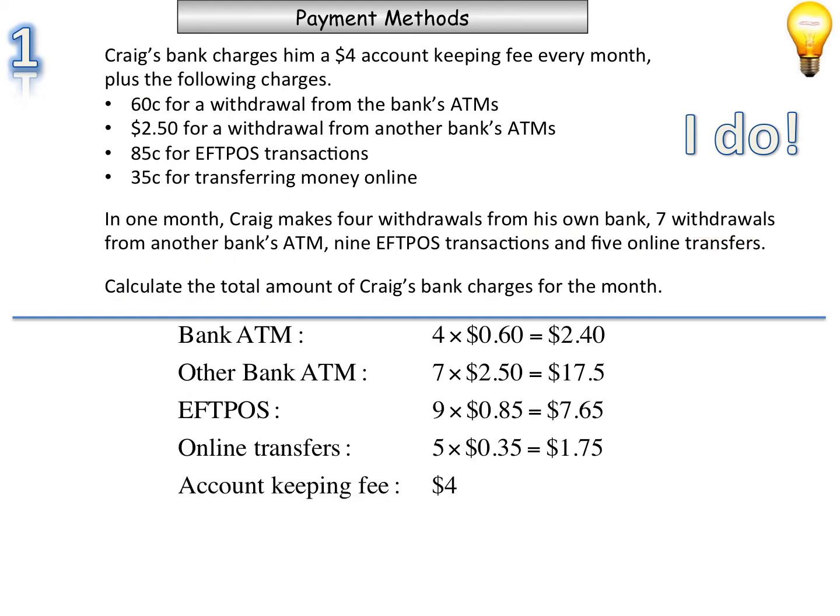Okay, so the first one, 4 withdrawals: 4 multiplied by the amount of a withdrawal, which was 60 cents. Then we've got 7 lots of $2.50, 9 lots of 85 cents, and 5 online payments of 35 cents each, plus his $4 monthly fee. So how much does he pay for the month?